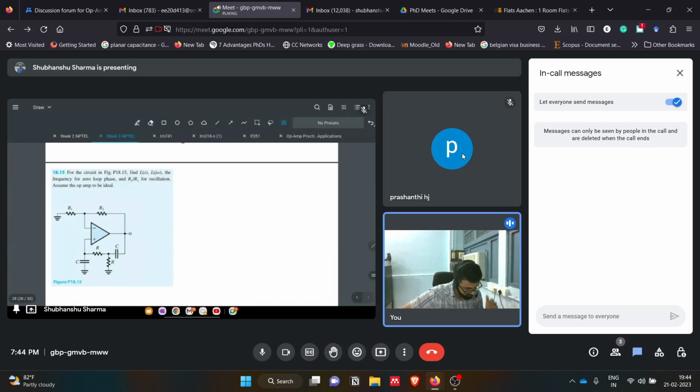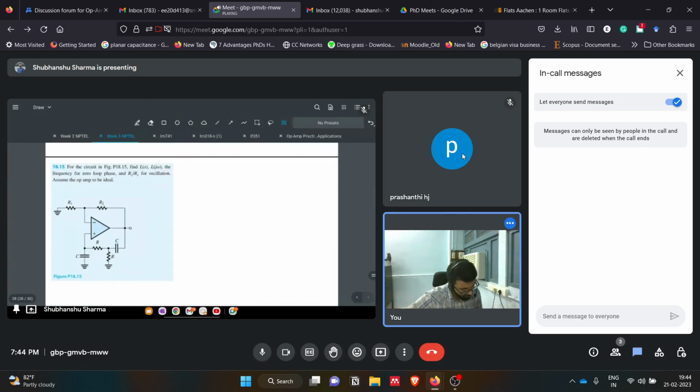Now there is another question. This is kind of similar, but we change the configuration of the positive feedback circuit. Now we are using an RC network. They ask for the frequency for zero loop phase, and this is the loop gain, R2 by R1 for oscillations, with the op-amp's gain. So they are also asking what will be the oscillating frequency for this oscillator.